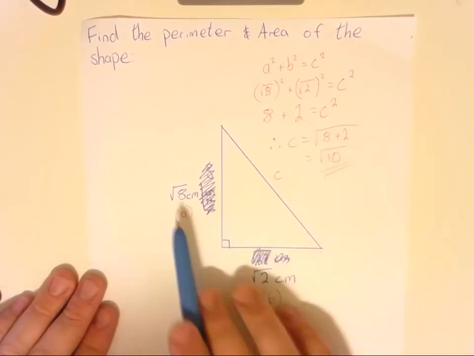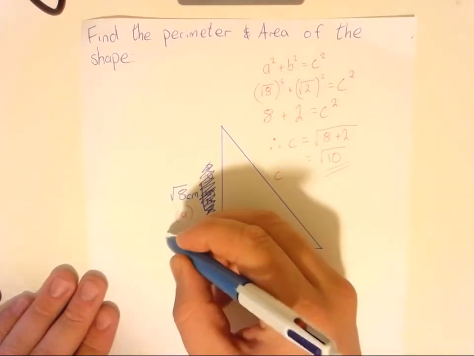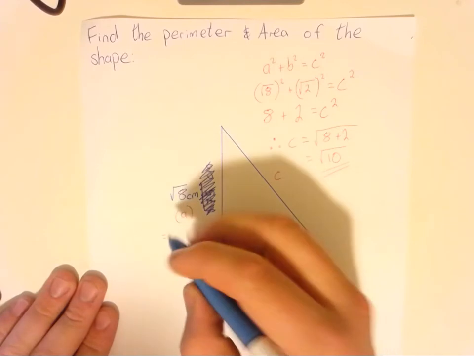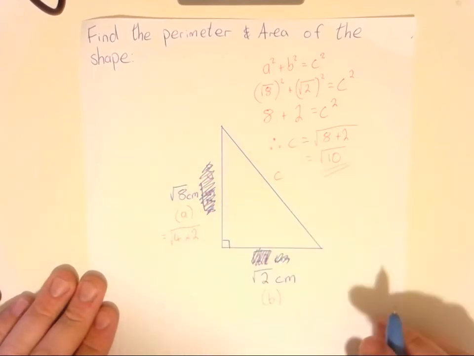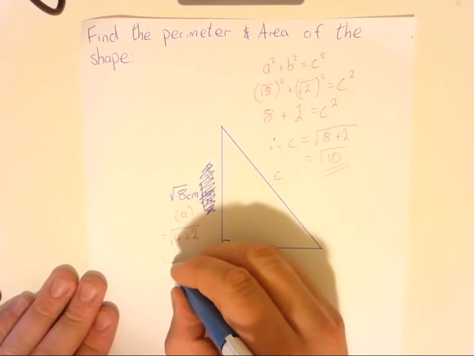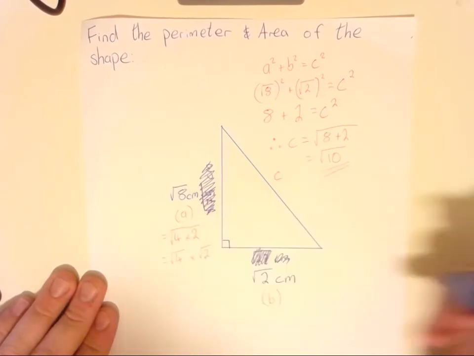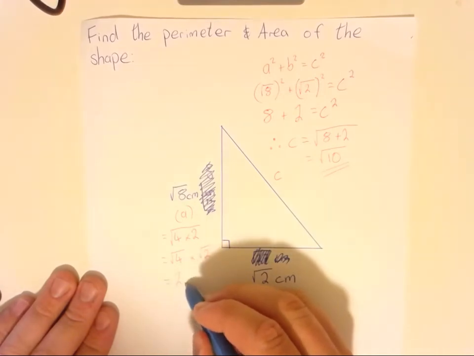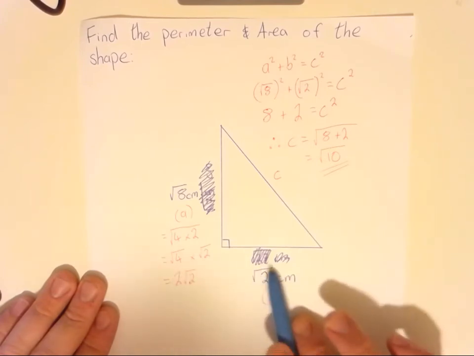And if I have a look at side A, my 8 centimeters here, I know that A I can make up with 4 times 2, 4 being a square number, so the square root of 4 times the square root of 2, which is only 2 root 2. So now I have a 2 root 2 here, and I have this root 2 here as well.